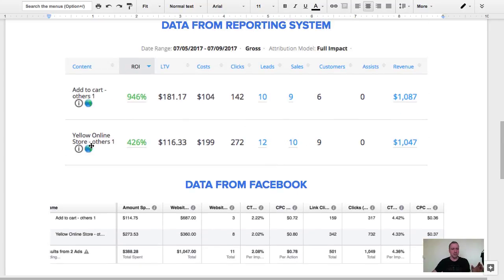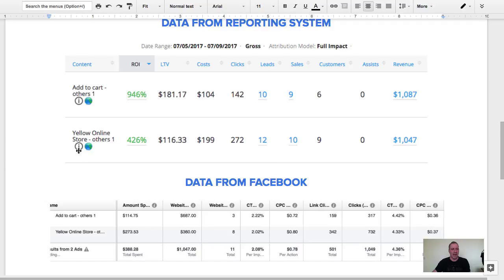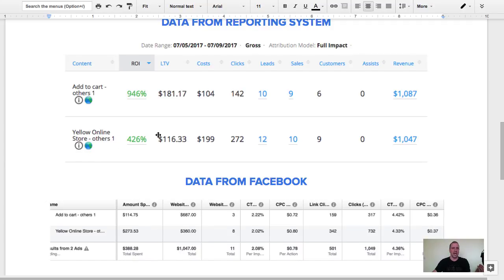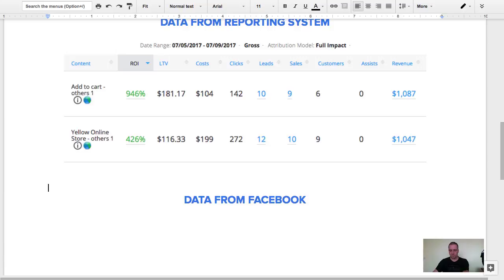However, I have decided to disable this yellow online store ad because it generates less money from the same amount of money that I spent, right? If I spend $100 and get $1,000 in return, versus spending $200 and getting $1,000, then think about the money that I'm wasting on this ad. If I would invest this $200 now in the other ad, that would result in 3 times more profit. So think about this. Let me write this down right here, and then I will wrap this up.